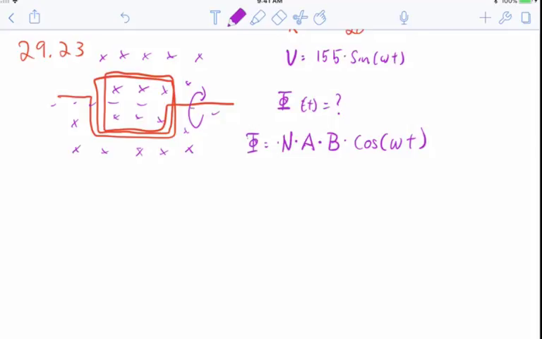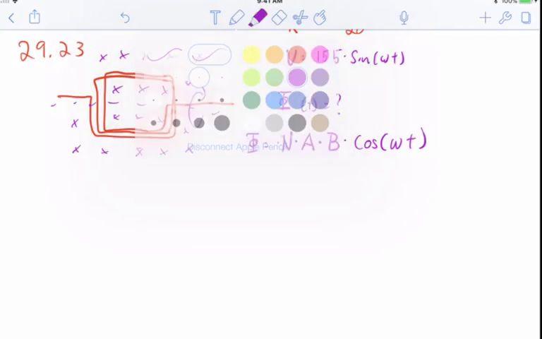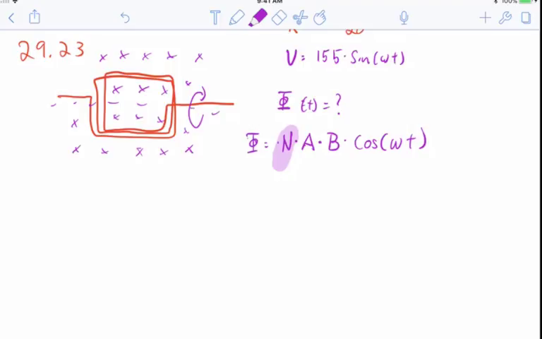Okay, so the question here is, what do I know? Which of these terms do I know? I obviously don't know this one because this is what the question's asking in the end. Do I know what these other terms are? So for A, it tells me that it's a circular coil, radius 50 millimeters. So the area is going to be pi r squared, pi times 0.05 all squared. So the area of this loop is in meters. I want everything to be in meters, or meter squared rather.